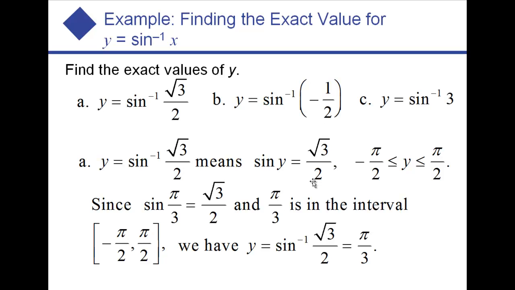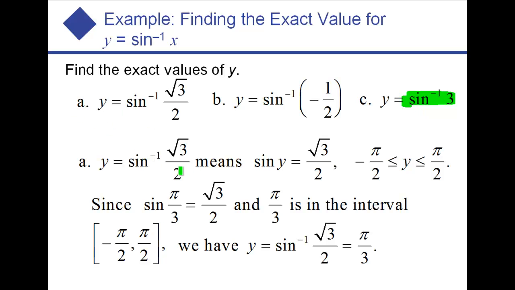Here are some examples. Is square root of 3 over 2 in between minus 1 and 1? Well, yes, because square root of 4 would be 2. That would give us 1. So this is a little bit smaller than 1. Negative 1/2, that's good. But what about sine inverse of 3? Right? Inverse sine of 3 is no good. But the other ones we can work on.